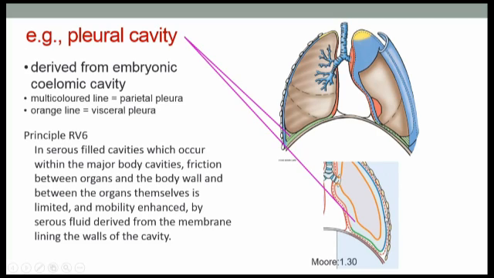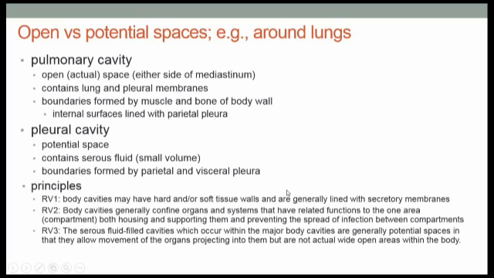So we can see that most of the body cavity is actually filled with the visceral organ, and only a very small potential space remains, and in this case, because it surrounds the lungs, that potential space is called the pleural cavity. So these serous filled cavities lie within the major body cavities, and their main function is to actually reduce friction between the organs and the body wall, and this allows the lung, as we breathe, to move relatively freely inside the thorax.